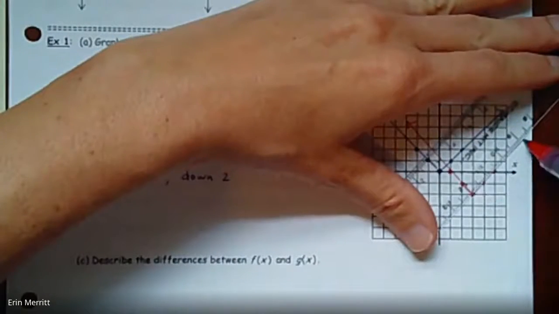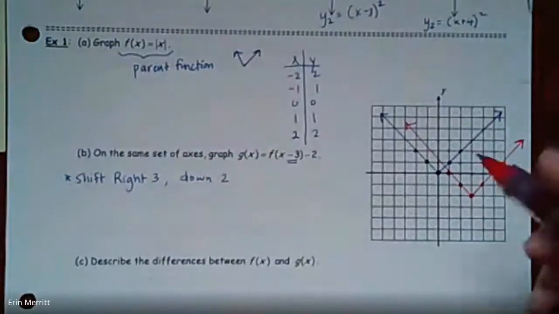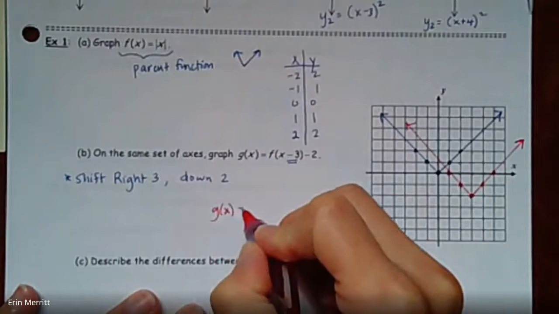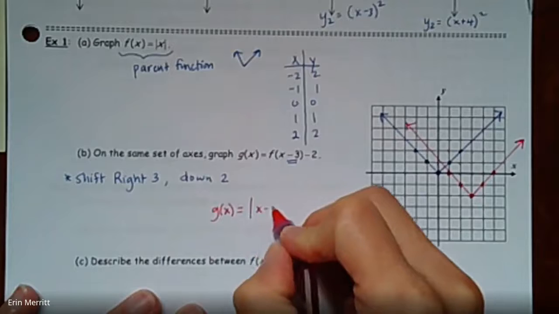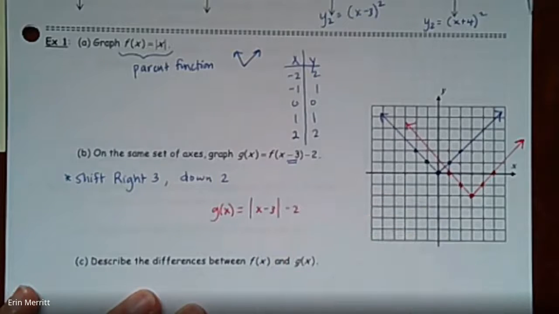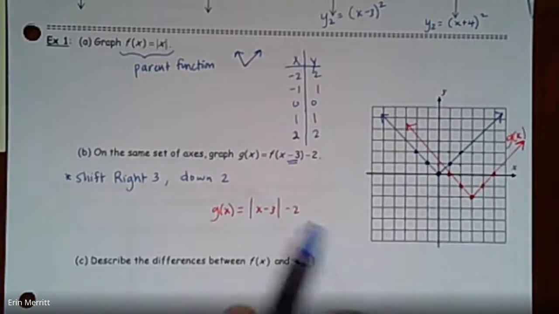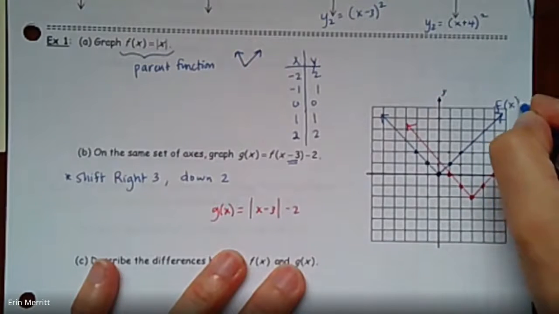Now, if I'd wanted to use my calculator, what would I type in? Well, I would just type in that g of x would be equal to the absolute value of x minus 3 like that, and then -2. That's what it would have looked like. Otherwise, I can label this as g of x. The blue for mine is the original f of x.